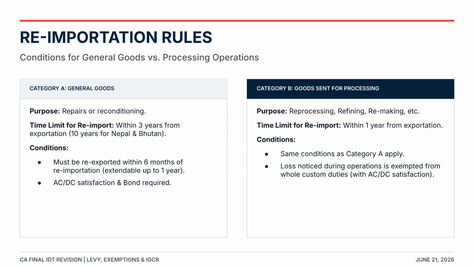Category B covers goods sent abroad for reprocessing, refining, remaking, or similar operations. These goods must return within 1 year from export. An important benefit is that any loss occurring during the processing operation may also qualify for duty exemption, provided customs authorities are satisfied.